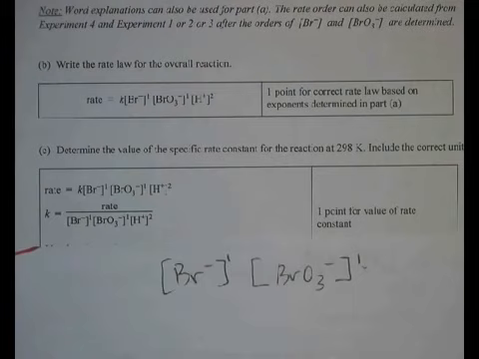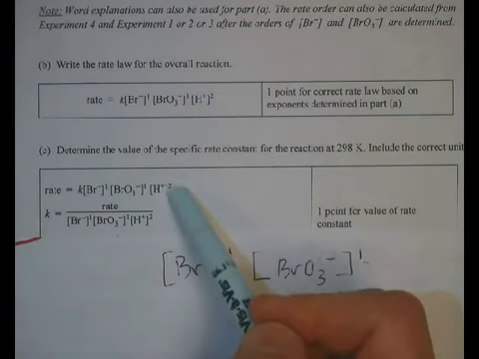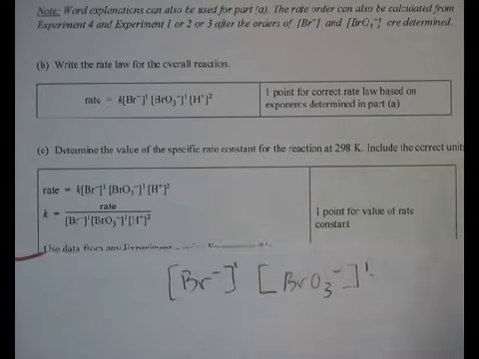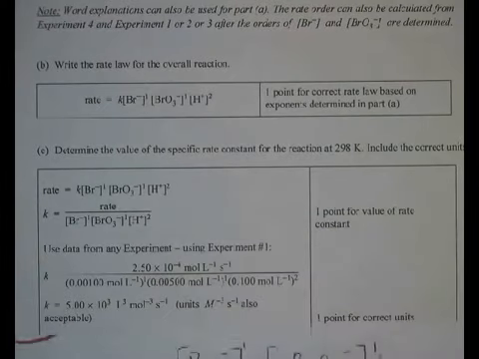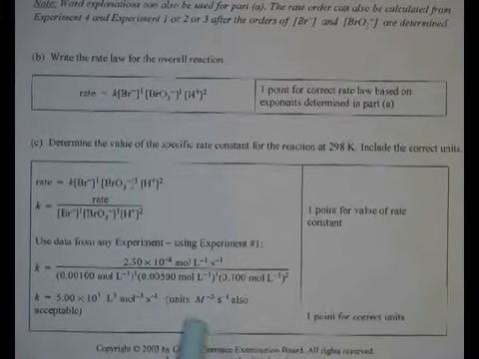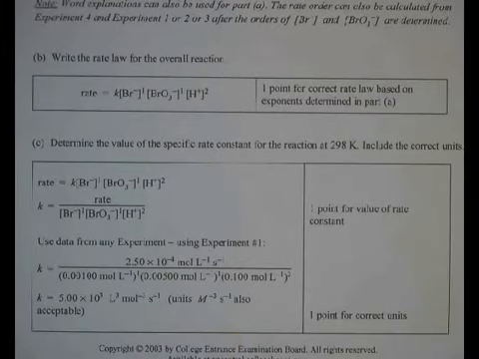Determine the value of the specific rate constant. Well, now you take the rate law like this, solve it for k, and then plug in numbers from any one of the experiments. And they used experiment 1 right here, put the data in, and notice they also found the units for that. The units ended up being molarity to the -3, seconds to the -1. They love negative exponents on this, and you should start to love them as well. So 1 point for the value of the rate constant, 1 for the units.